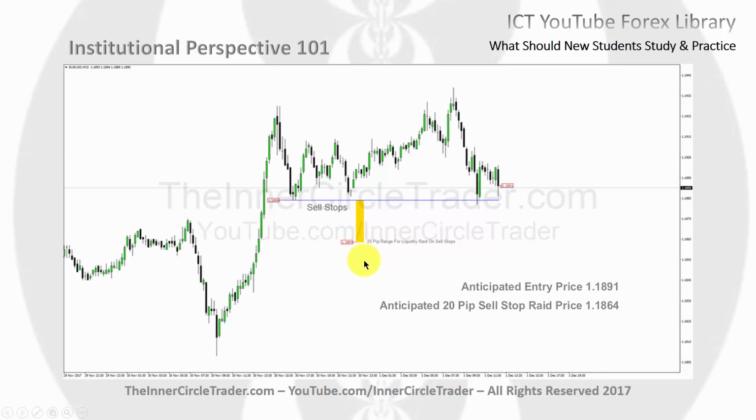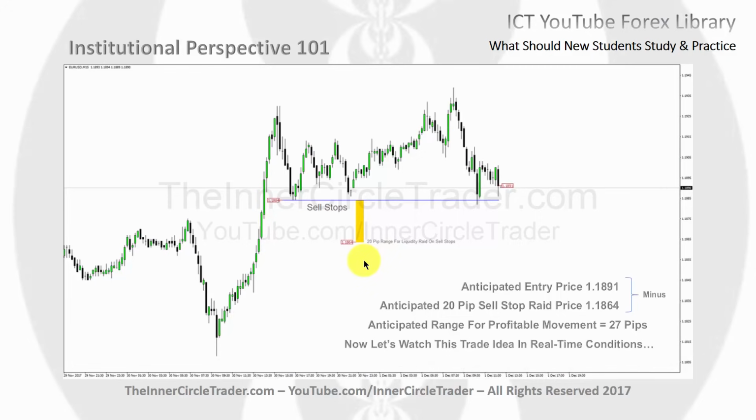So now we have two price points to determine whether there's enough of a range to make a profit. You take those two numbers and you minus them. 91 from 64 gives us 27 pips. So we have an anticipated range for profitable movement of 27 pips. That is enough to take a scalp. Now what I want you to do is I want you to watch me use everything that I just used here, because this is what was going on in my mind before I actually executed and why I took the trade.